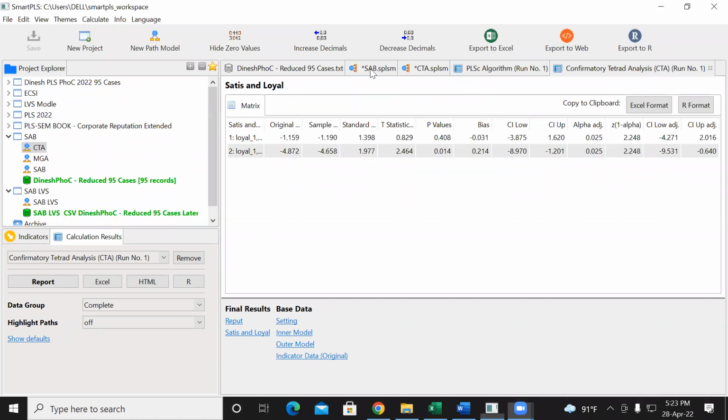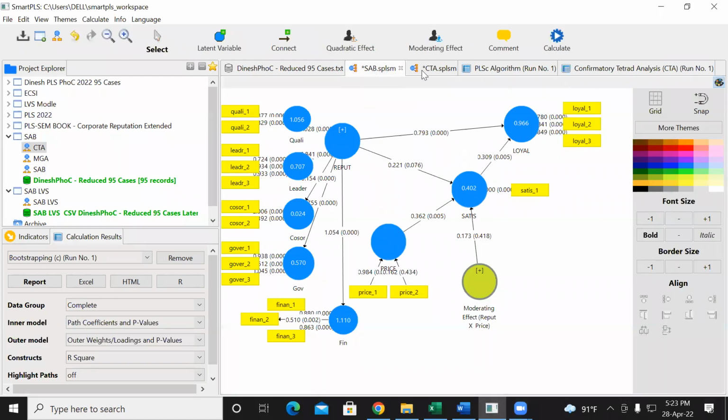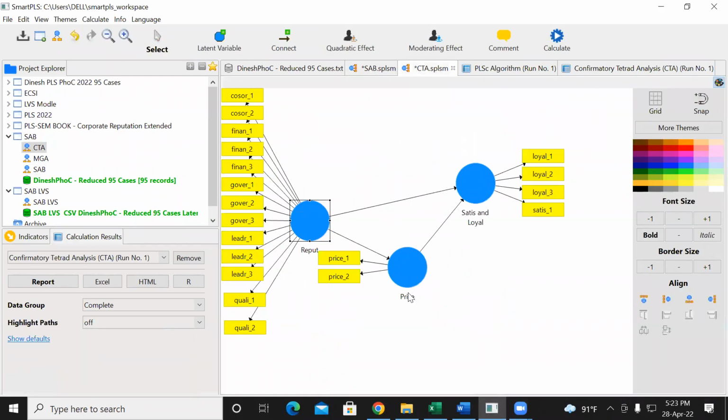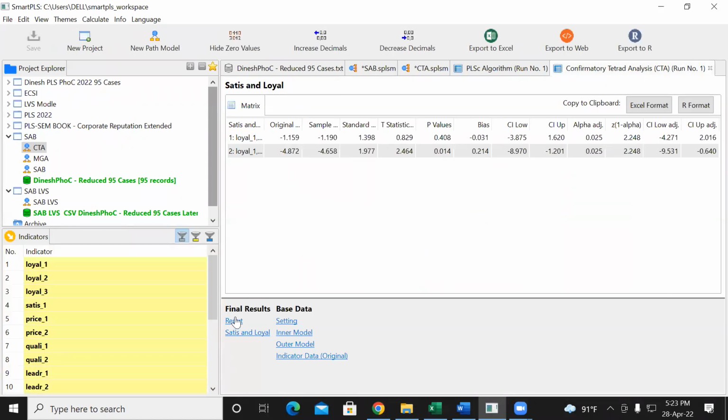We had 3 variables, no? Sorry, in this model we were talking about reputation, price, satisfaction, and loyalty. But I said that in the tetrad analysis, we talk about groups of 4 indicators. There are only 2 variables you can do it for, no? Reputation and satisfaction and loyalty. The reports you can see therefore final results are only shown for reputation and satisfaction and loyalty.